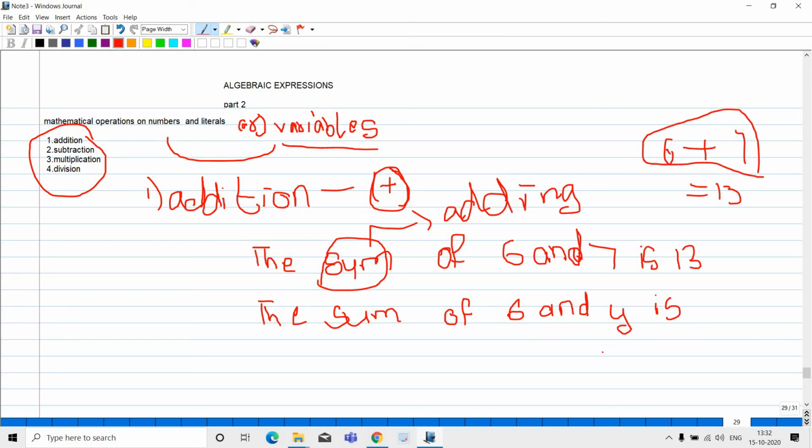But for 6 and y, one is a variable and one is 6. How will the answer come? It is not possible to get a single number. But we write 6 plus y. This is the answer for the question we asked. The sum of 6 and y is 6 plus y. So like this we are combining 6 and y by the addition form. Now you people got my idea, my point.